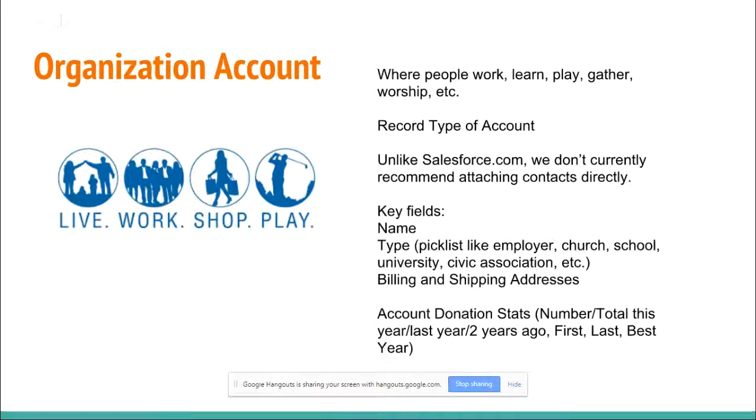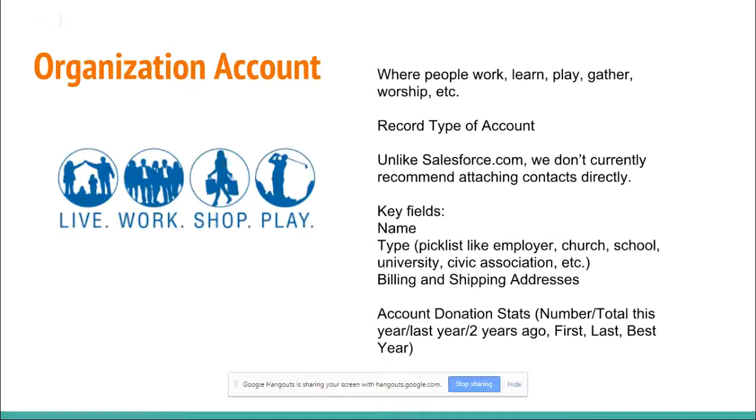So first, about the organizational account. It is an account, and it's a record type called organizational account. But unlike in commercial Salesforce, we're not going to normally attach the people who work there directly. Those people, if we know them, are going to be attached to their household account, and they're just going to be connected to the organizational account, saying, "Hey, they work here," or "Hey, they worship here," or "Hey, they went to school here," or "they socialize here." They're a member here.